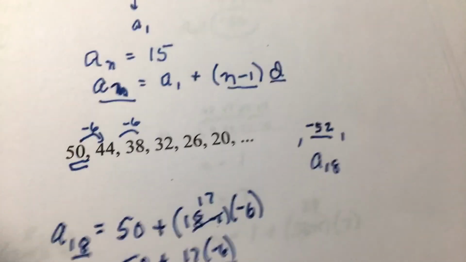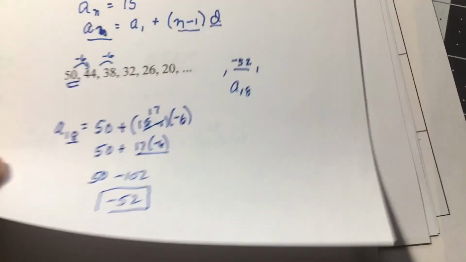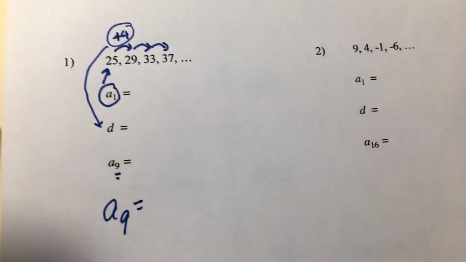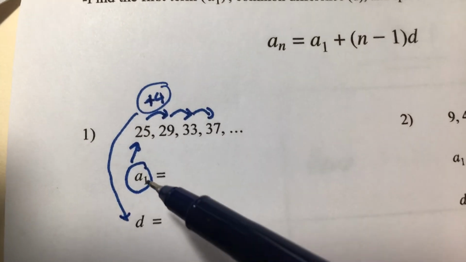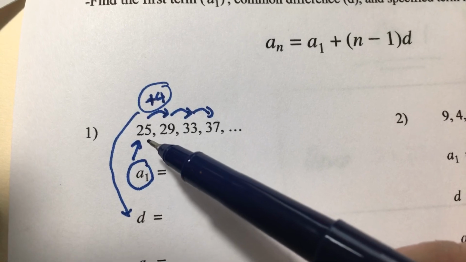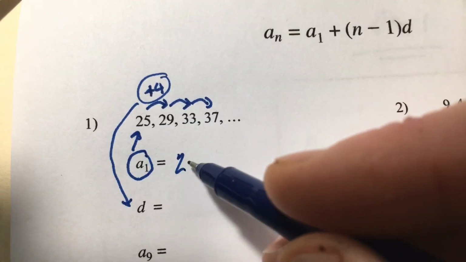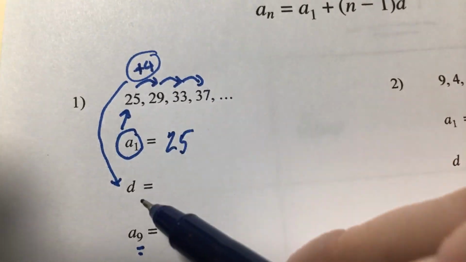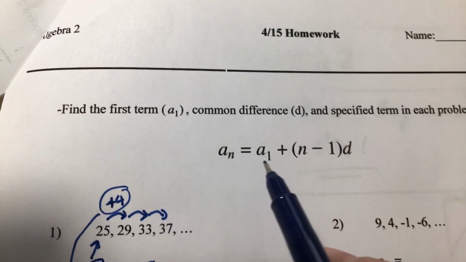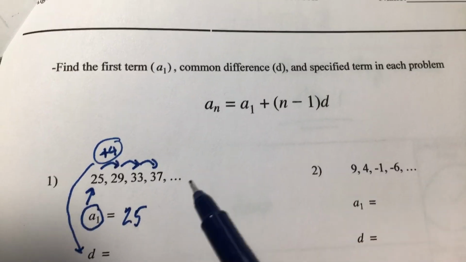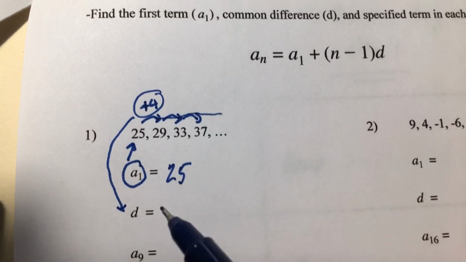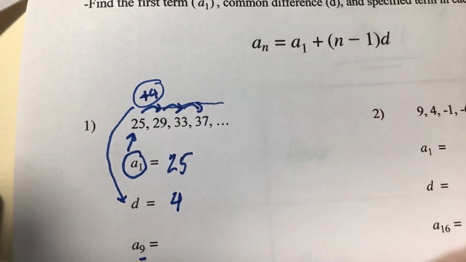All right? So let me get you started to set up your homework here a little bit. All I want you to do on these 4 homework problems is identify a sub 1. Well, it's right there. It's the first number in line. So we can do that. And your d value, so you have to investigate here a little bit. On our arithmetic sequence, this is either going to be a plus number all the way across or a minus number all the way across. This one here is a plus 4.